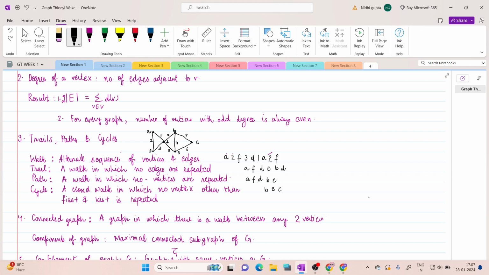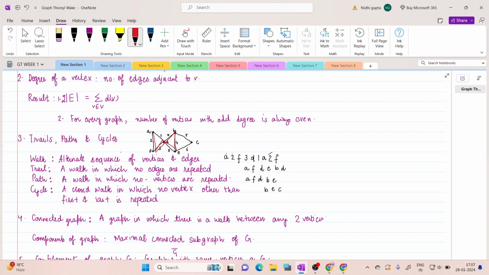So as you can see in this following example, this walk is A F D E B D, B D F. So if we consider this a walk, but if no edges are repeated, any such walk will be called a trail.